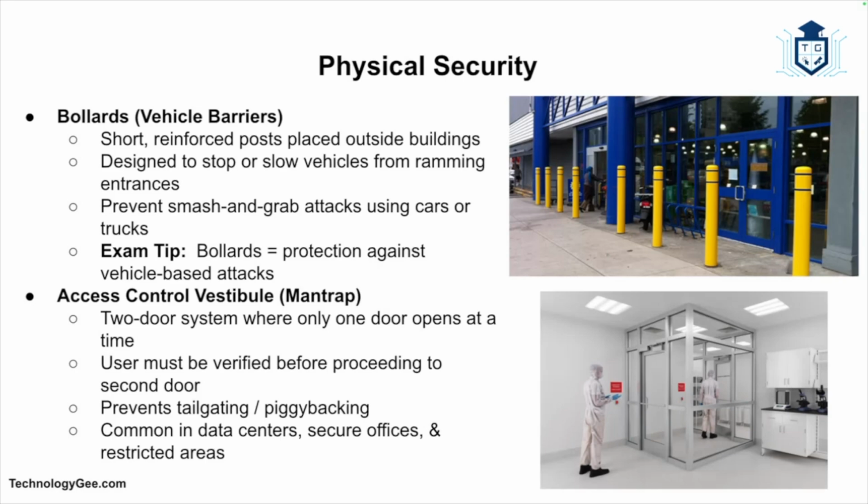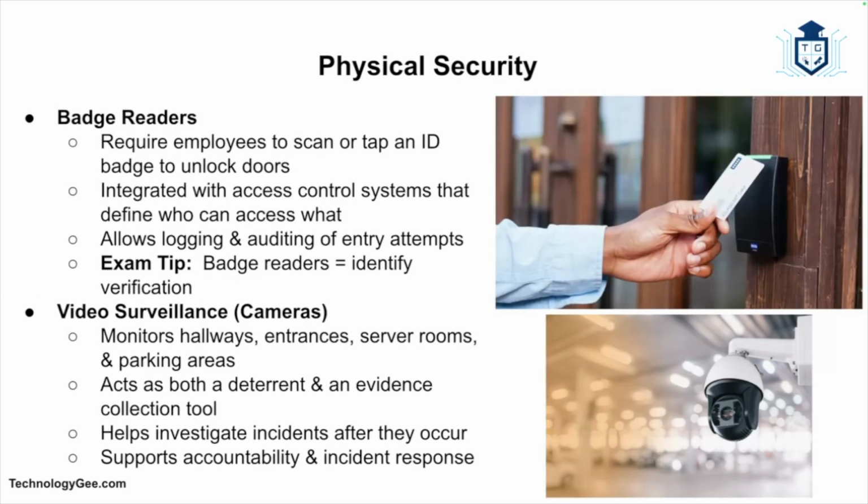Then we have what is called an access control vestibule. Now, this sounds fancy, but it's basically a man trap where you have two doors, one after the other. You enter the first door, you get verified, then the second door unlocks. In real life, you might see this in data centers or high security offices. And basically, it stops what is called tailgating, and this is where someone sneaks in behind an employee. Next, we have what is called a badge reader. You probably use one of these at your job where you tap your badge and the door unlocks. Well, they tie into a company's access control system, which decides who can go where. So on the exam, just remember that badge readers basically identify verification through employee ID badges.